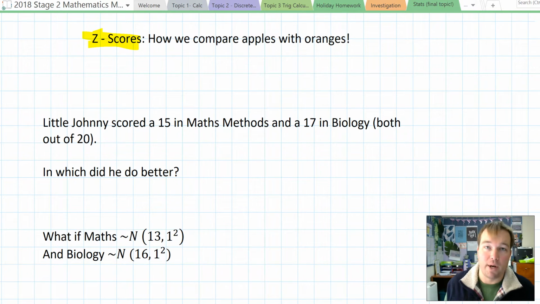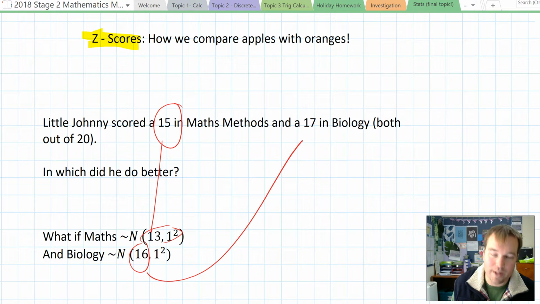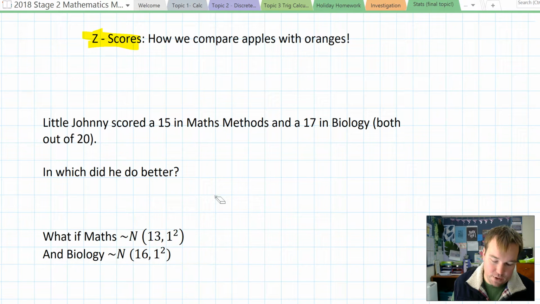Well, he's done better in both. He's done well in both because he's above both. However, in maths, he is 2 standard deviations above. In biology, he is only 1 standard deviation above. So, relative to the rest of the cohort, in mathematics, he's actually outscored his score in biology. And that is odd in that we have to compare them both to the normal distribution and see how far above or below the mean they are in order to make a fair comparison.